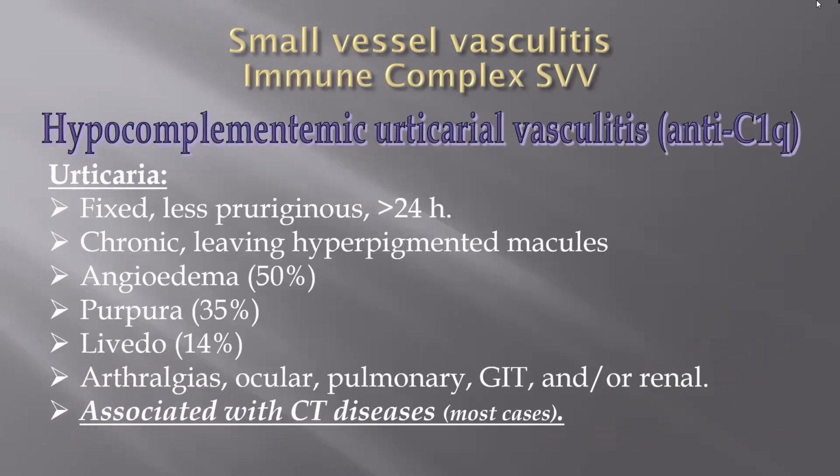Next, we have hypocomplementemic urticarial vasculitis, or anti-C1q vasculitis, which is another type of immune complex small vessel vasculitis that presents primarily with urticarial lesions in the setting of a connective tissue disease. The urticarial lesions in this disease are highly atypical, with prolonged duration, fixed sites, and residual hyperpigmentation in association with minimal itching. Angioedema, purpura, and livedoid lesions are also quite common. Hypocomplementemic urticarial vasculitis is often associated with systemic manifestations including arthralgia, pulmonary, renal, or even GIT symptoms.